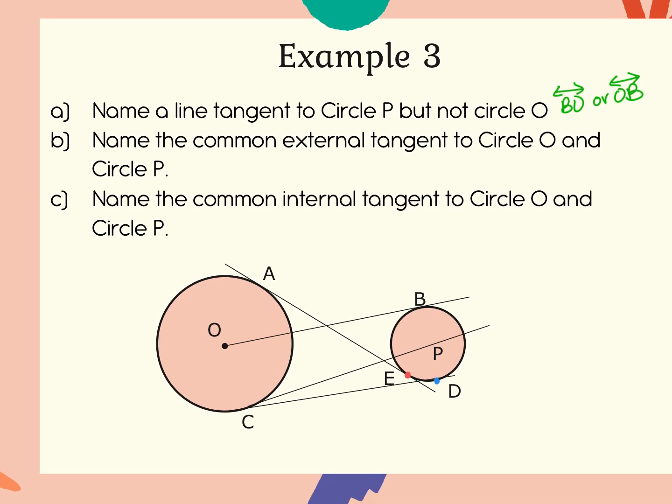All right, looking at the next one. So that was this one. Okay, it's tangent through P, but not O. Name the common external tangent to circle O and circle P. So key thing here is they're telling you it's external. Which one's external to O and P? Yes, CD. Good. This one's CD, or if you want to write DC, that's fine.